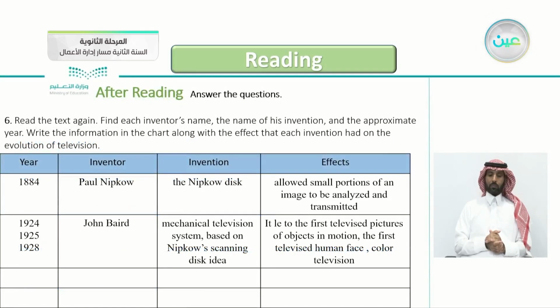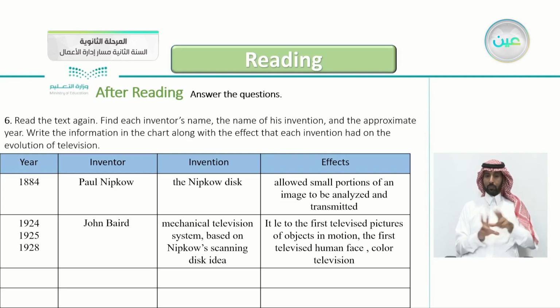So this is number 6 of the after reading part. I did the first 2. You can continue the rest. Read the text again. Find each inventor's name, the name of his invention, and the approximate year. Write the information in the chart along with the effect that each invention had on the evolution of television. So we have a chart here with 4 columns: year, inventor, invention, and the effects of his invention. I did the first 2 for you, so you can continue answering this question by yourself.